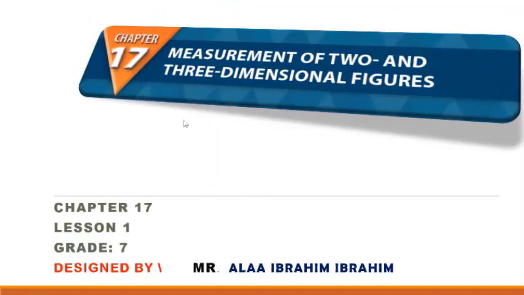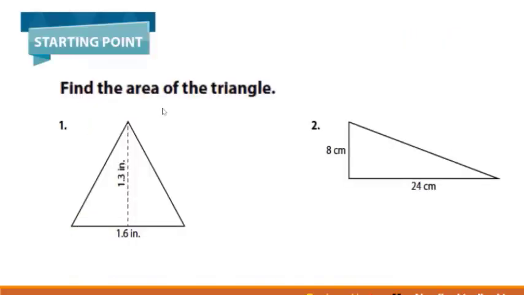Grade 7. Today we start chapter 17, measurement of 2 and 3 dimensional figures. I'll start with revision on how to find the area of a triangle. Remember, we find the area of a triangle with this formula: A equals half times B times H, meaning half times base times height. So half times 1.6 times 1.3 gives me this answer, 1.04 inch square.